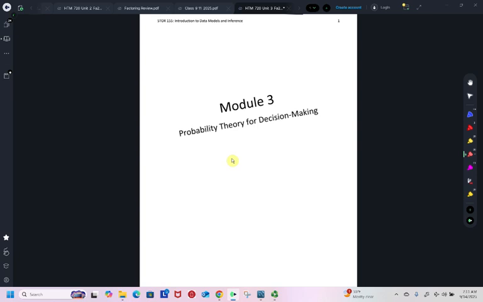In this video, our focus shifts to Module 3, where we shall be considering the topic Probability Theory for Decision Making. Our goal is to explore what methods are used to quantitatively assess the amount of risk involved in any decision-making process. In order to understand how this is done, we need to first go back to the very foundations, and that is rooted in the concept of probability theory.